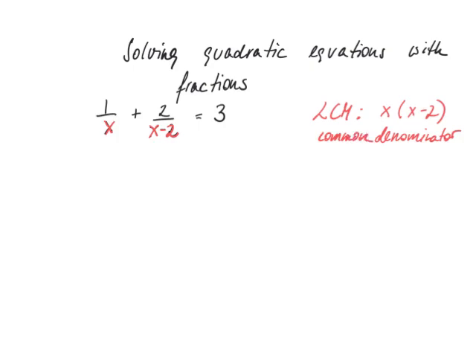Okay, so our common denominator over the whole thing is x and x minus 2. Okay, so I look at the first one, the 1 over x. I have the x, but I'm missing the x minus 2, so I add that to the top.